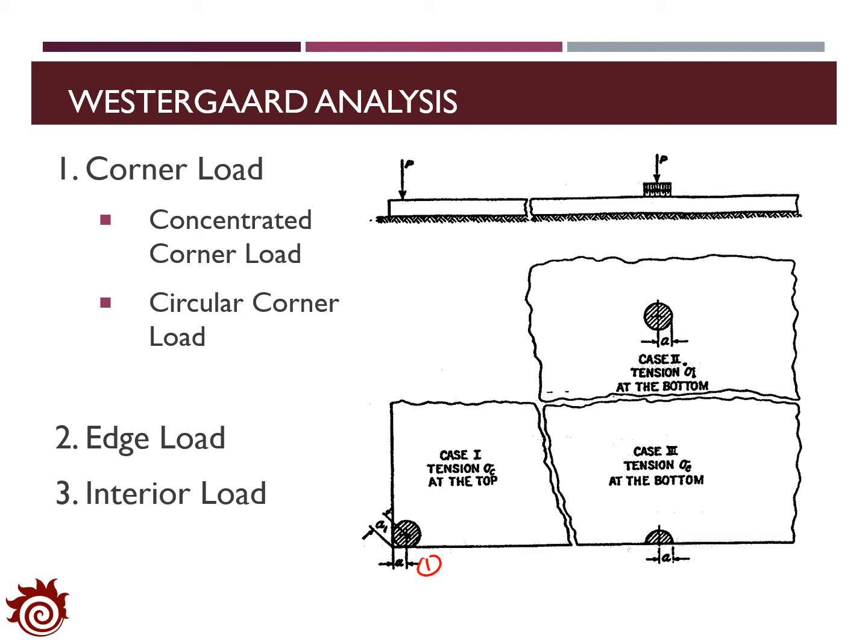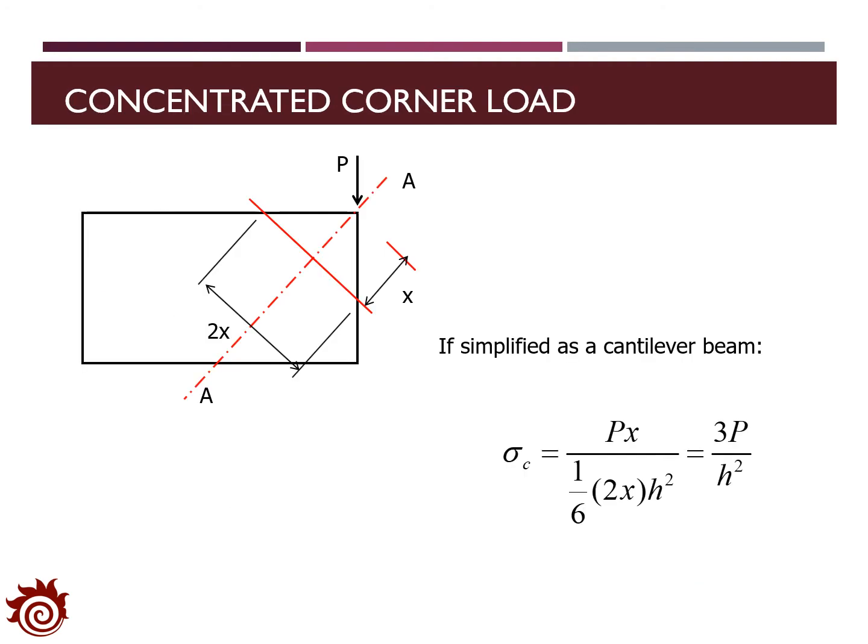The second one is the edge load, which is located at the edge of the PCC slab. And the last one is called the interior load, which is placed in the center of the slab. First, let's consider the concentrated corner load, where the load is applied to the corner of the PCC slab, which is point A in this figure.